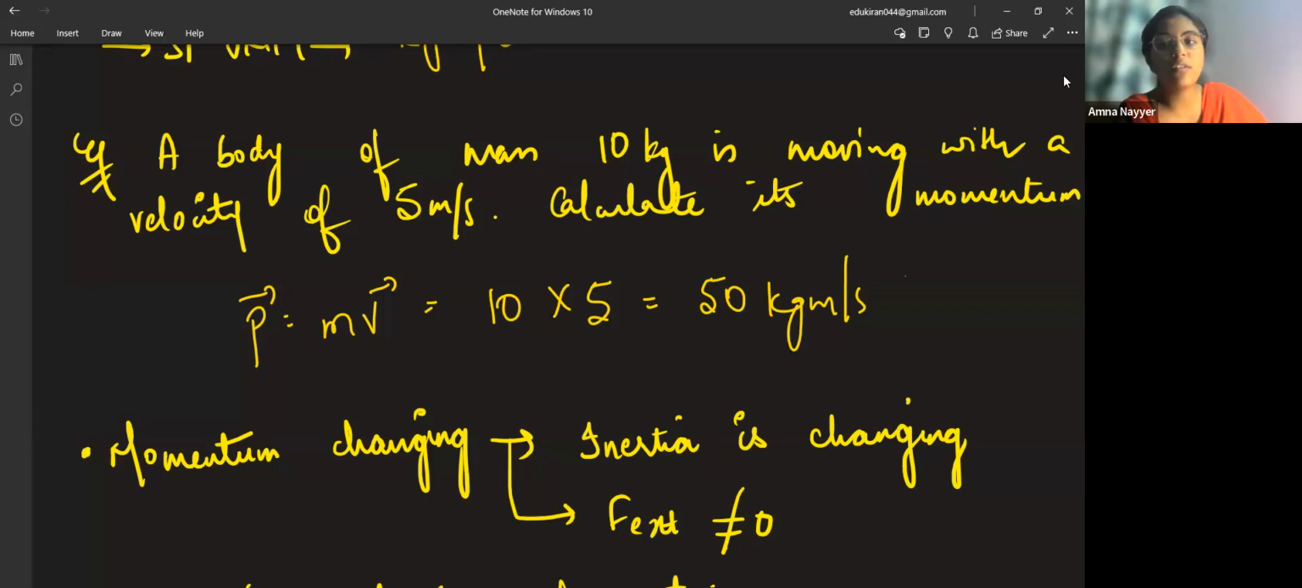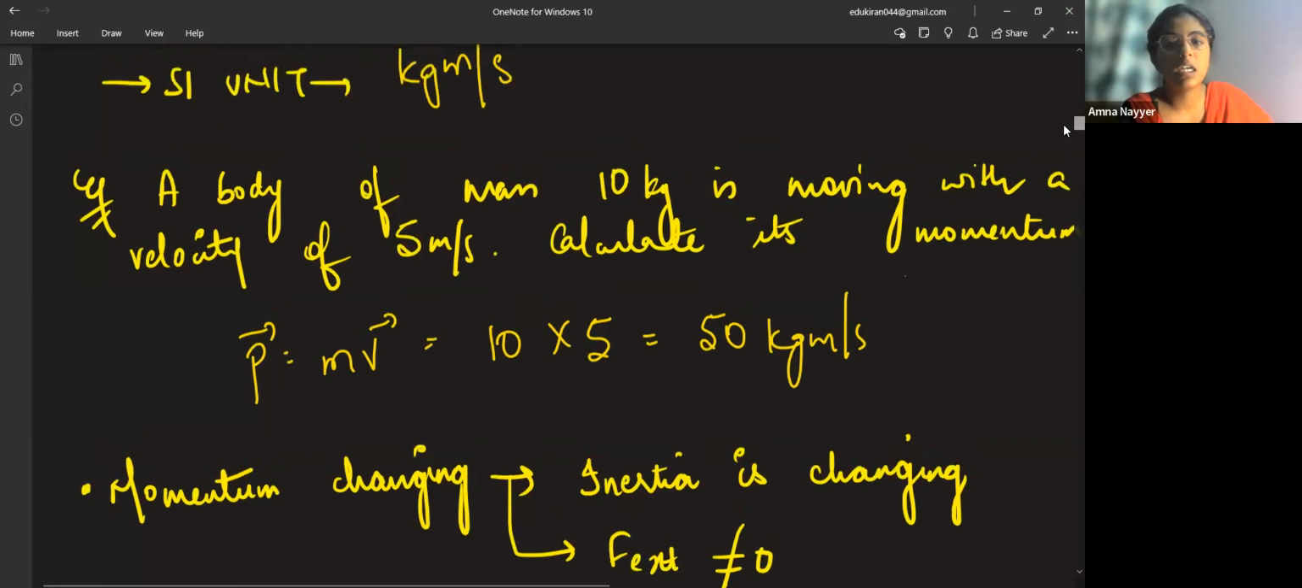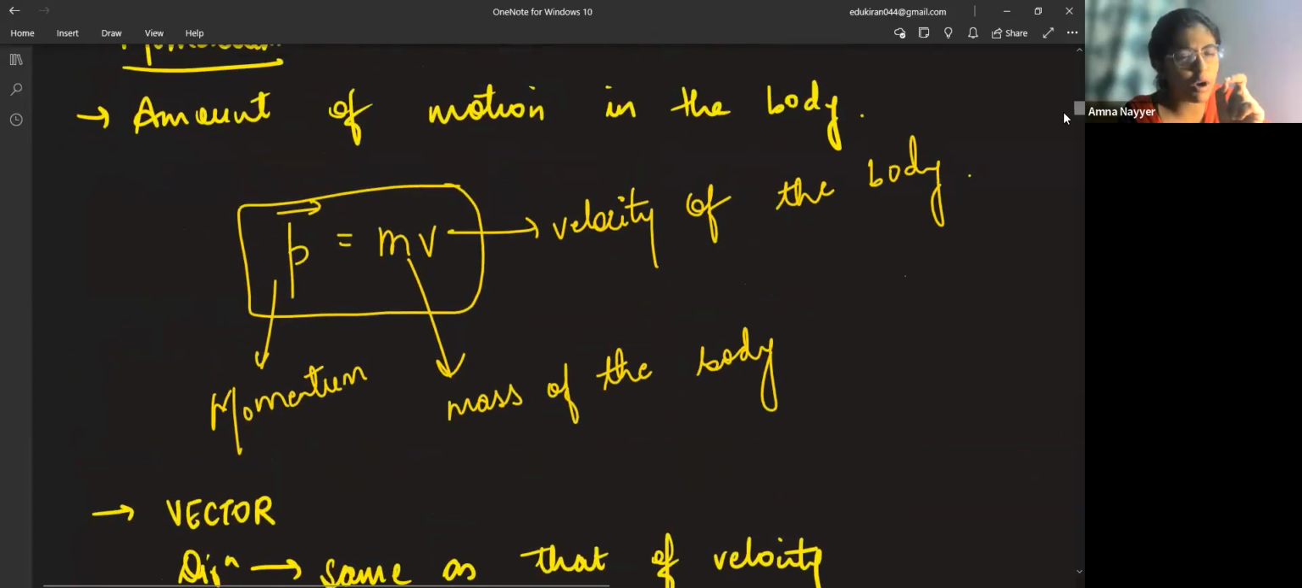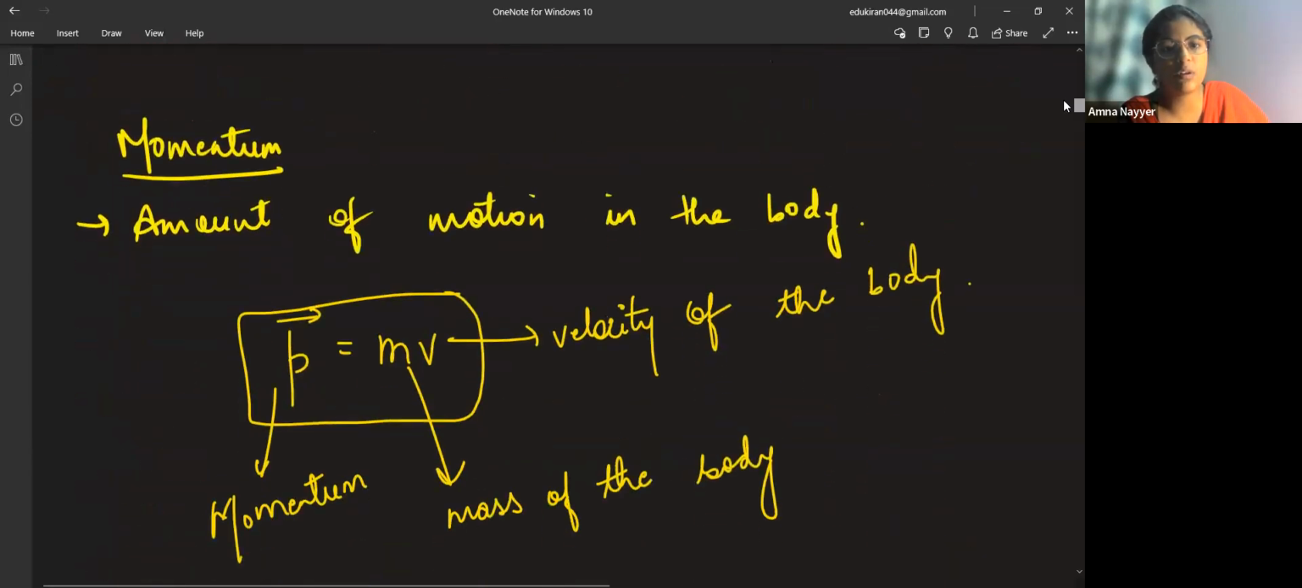That completes your first law, which is all about inertia. A small portion of momentum is linked with inertia, which we have seen. A huge portion of momentum is linked with Newton's second law, which we will also see. But before that, note down all these points.